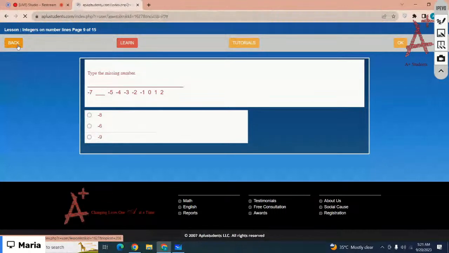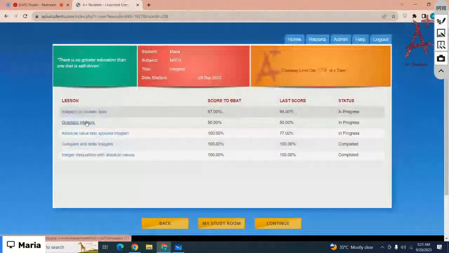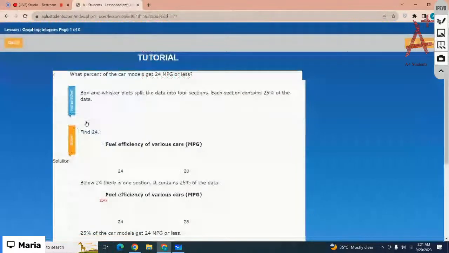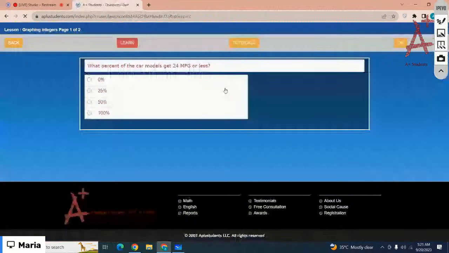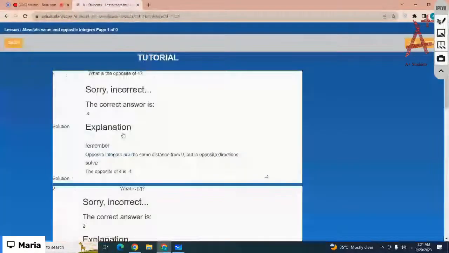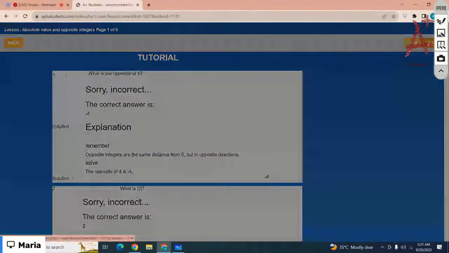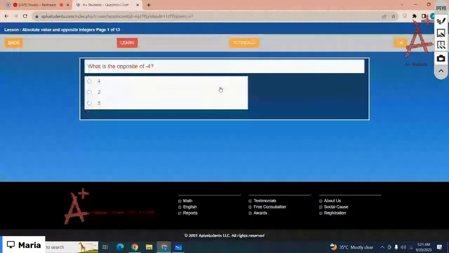And the next lesson is graphing integers. Let's just see how we graph integers. Oh, let's just skip this lesson. We don't have practice questions for this lesson, so let's just skip it. The next one is absolute values and opposite integers. Let's just start with the practice questions. We've already discussed what the absolute value is and what the opposite value is.